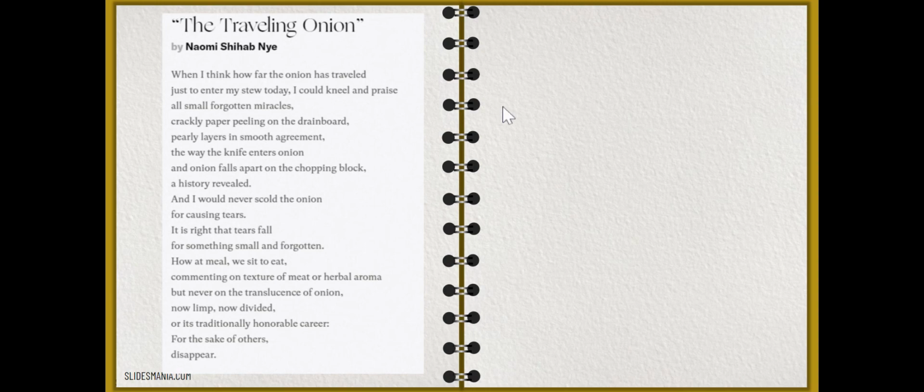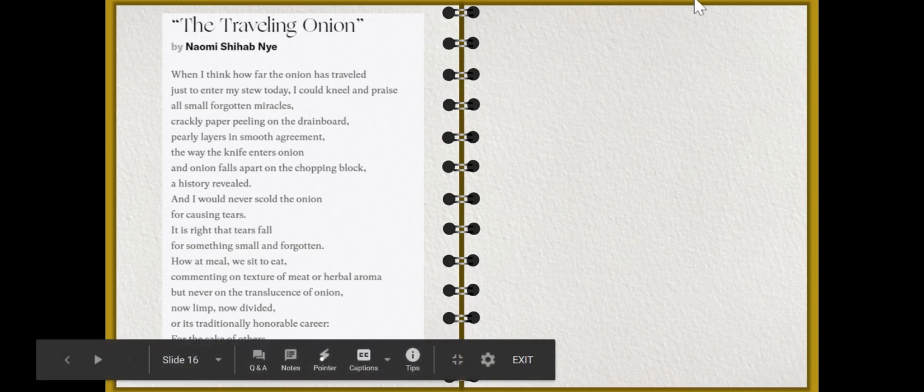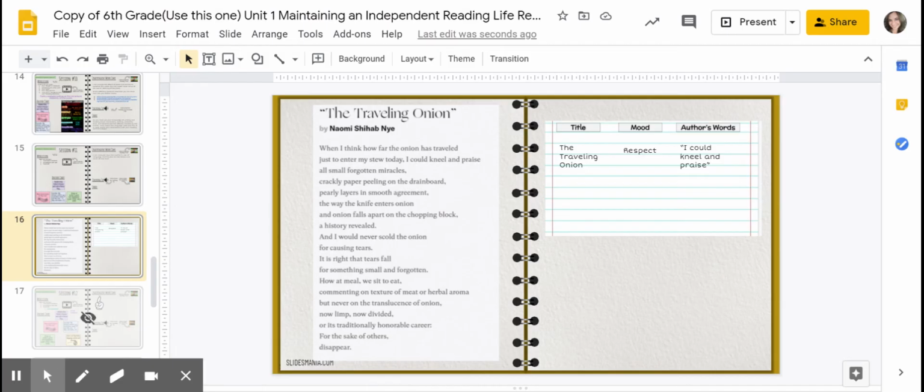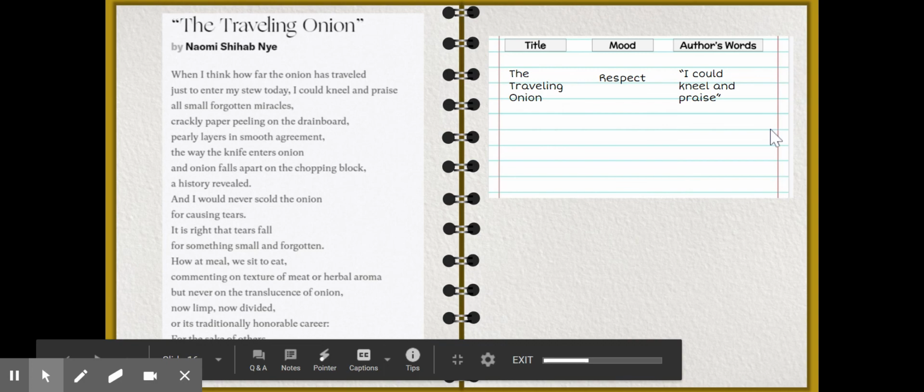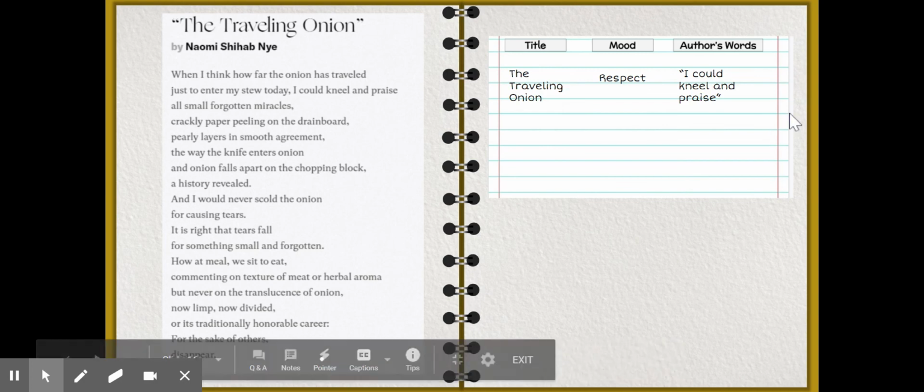So as you're thinking about the traveling onion today, I want you to fill in your thinking chart. So, readers, as we are continuing our poetry work today, we're looking at what the poets do to create that mood. And here's your example with the traveling onion.